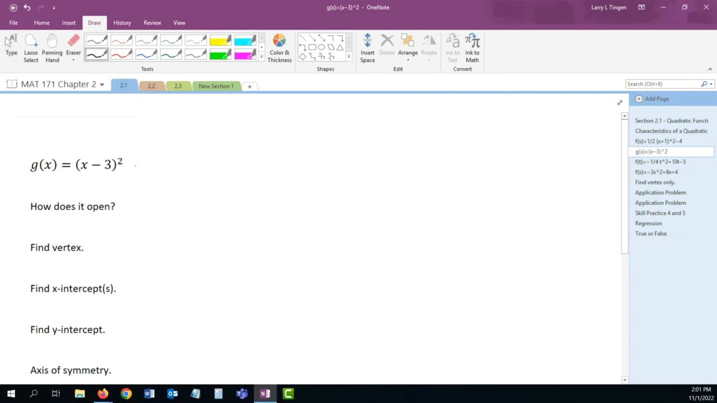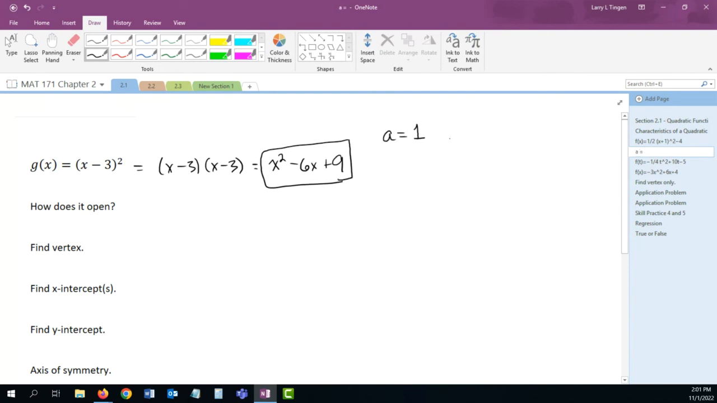All right, so what is g of x? G of x is (x minus 3) squared. You know I'm going to have to find the vertex, so I need a and b. I can't tell you what a and b are right off the bat, so I'm going to do the math here. (x minus 3) times (x minus 3) is x squared minus 6x plus 9. So here is my function. And if it helps, come out here to the side just to label your stuff. A is 1, b is -6, and c is 9.